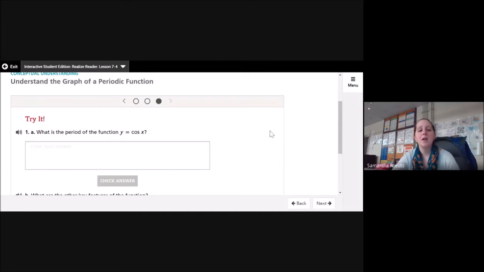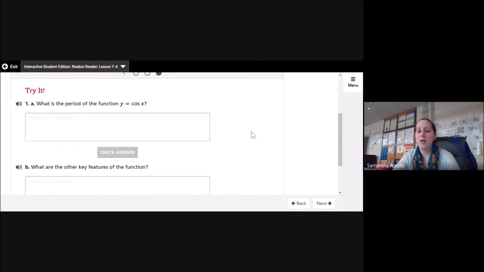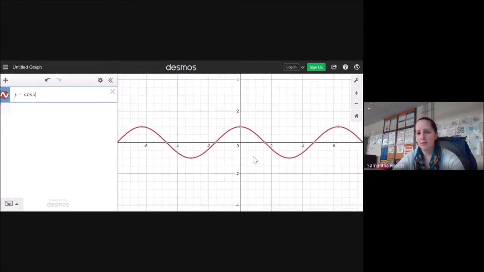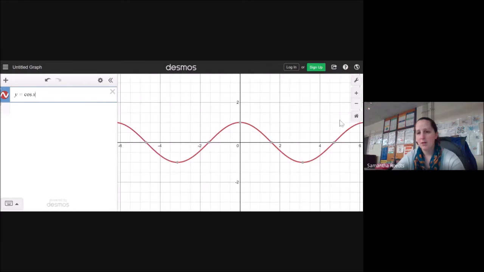All right, let's try it. What is the period of the function y equals cosine x? Very similar to sine x, cosine x is also going to have a period of 2 pi. But I will actually go ahead and graph it for you so you can see it. All right, so I have y equals cosine x.